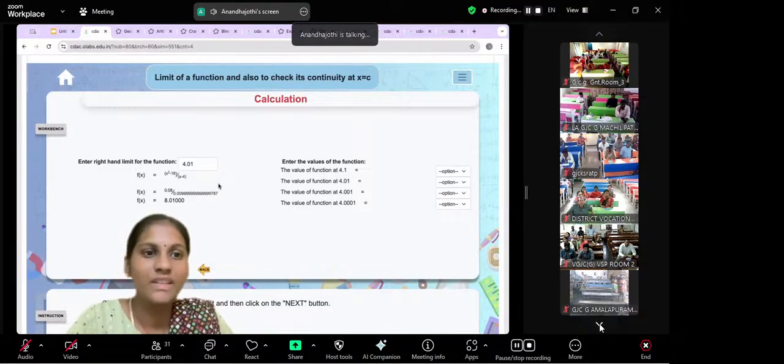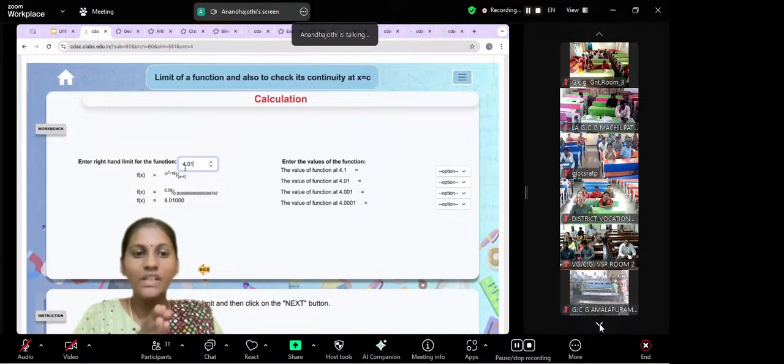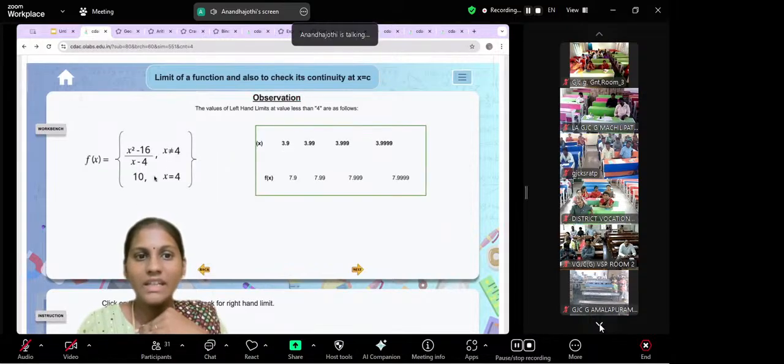What if the value exceeds the limit? Right? Now I am taking it for values above 4. So see, we are provided with the equation, f of x equals x squared minus 16 divided by x minus 4 whenever x is not equal to 4. And f of x will be directly equal to 10 when x equals 4, right?